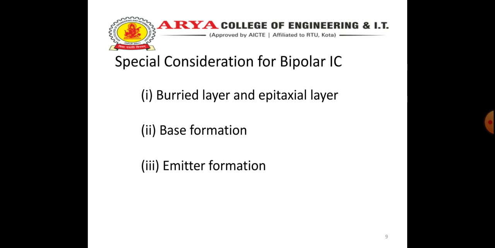Base formation. The total integrated charge in the active base is called the Gummel number. This Gummel number determines the gain of the transistor for a given emitter structure. The lower the Gummel number, the higher the current gain. Emitter formation. The emitter must be as heavily doped as possible to maximize the current gain and minimize emitter resistance.